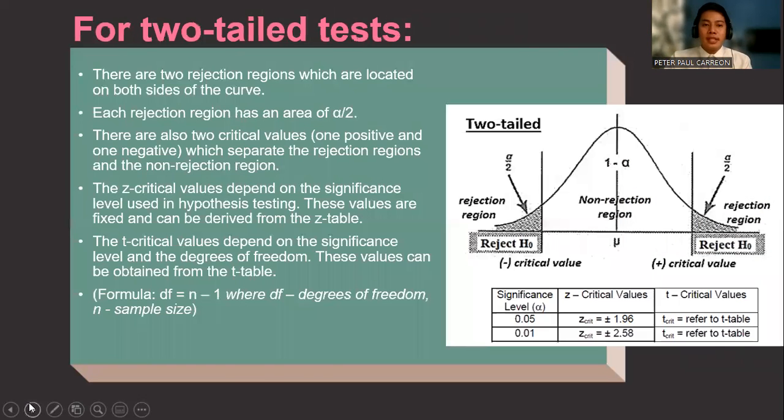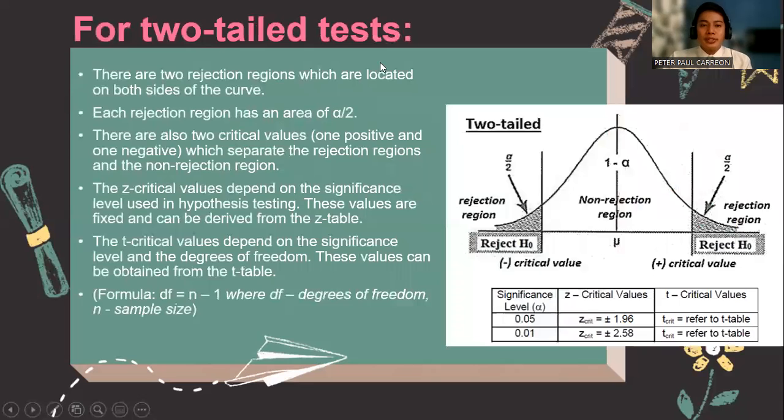For two-tailed tests, there are two rejection regions which are located on the tails of the distribution. Observe this one, the one that I have encircled. Each rejection region is represented by alpha over 2, because adding alpha over 2 plus alpha over 2 gives our alpha, which is the level of significance. So there are two critical values for that one.